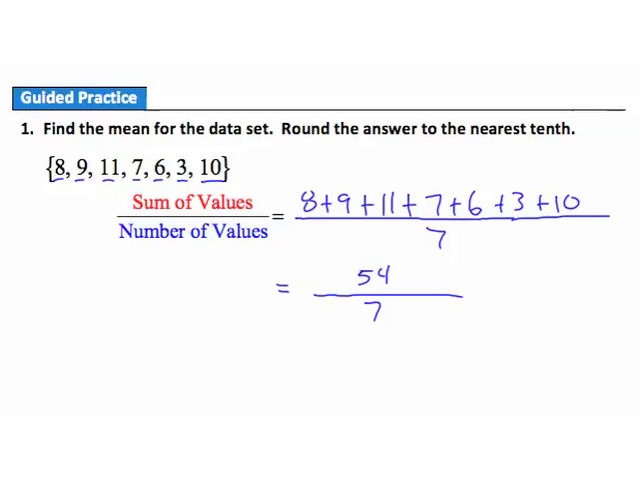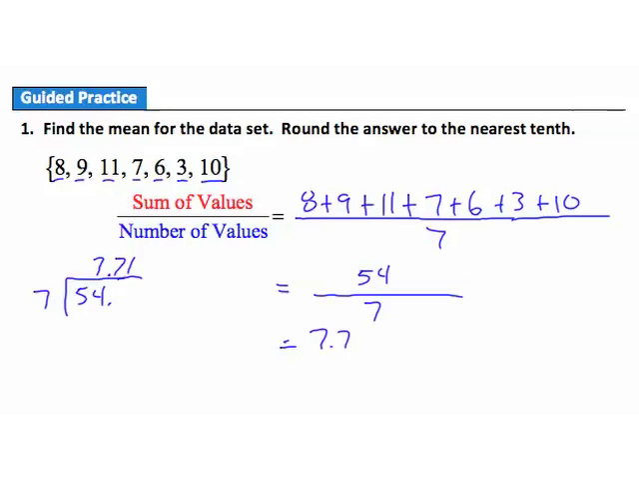And so what I want to do now to calculate the mean is divide 7 into 54. So off on some scratch paper, we'll go 7 into 54. Put a decimal there because it's probably not going to go evenly. When we do that long division, we get 7.71.